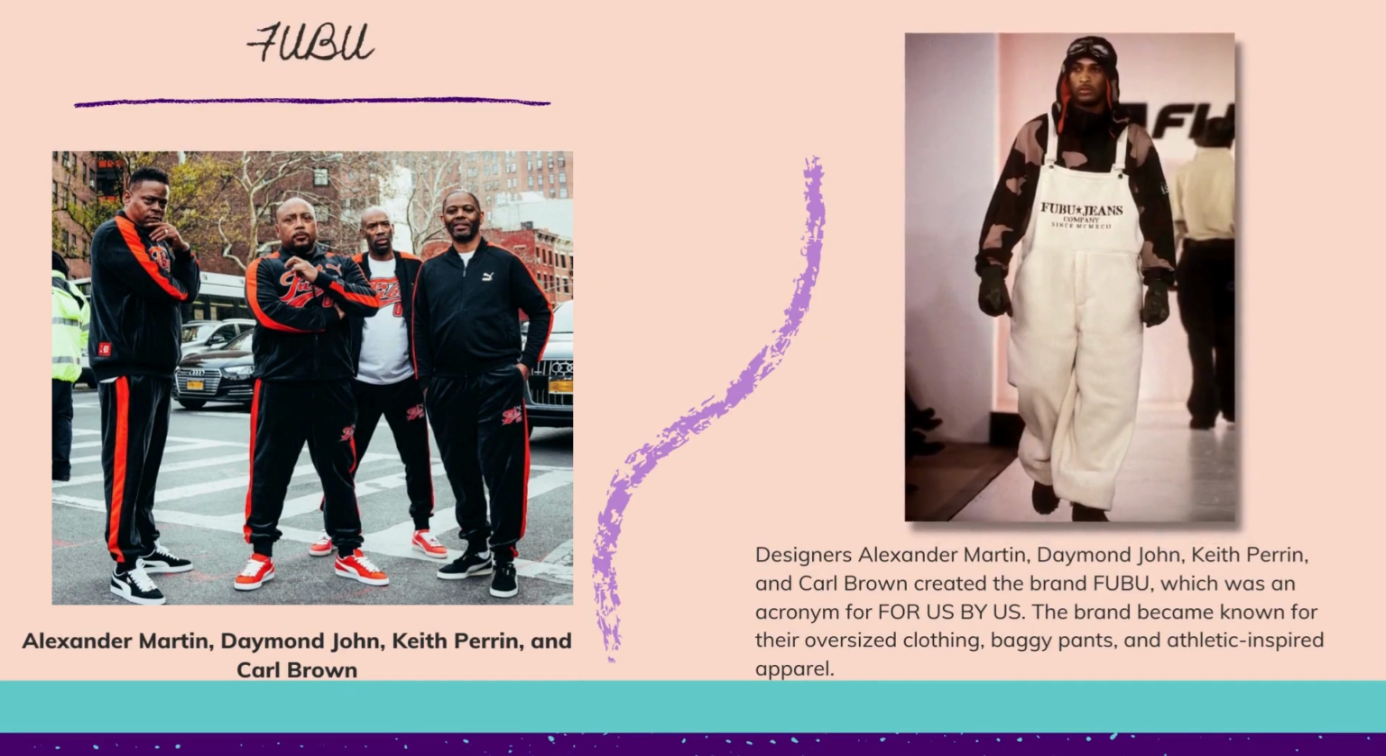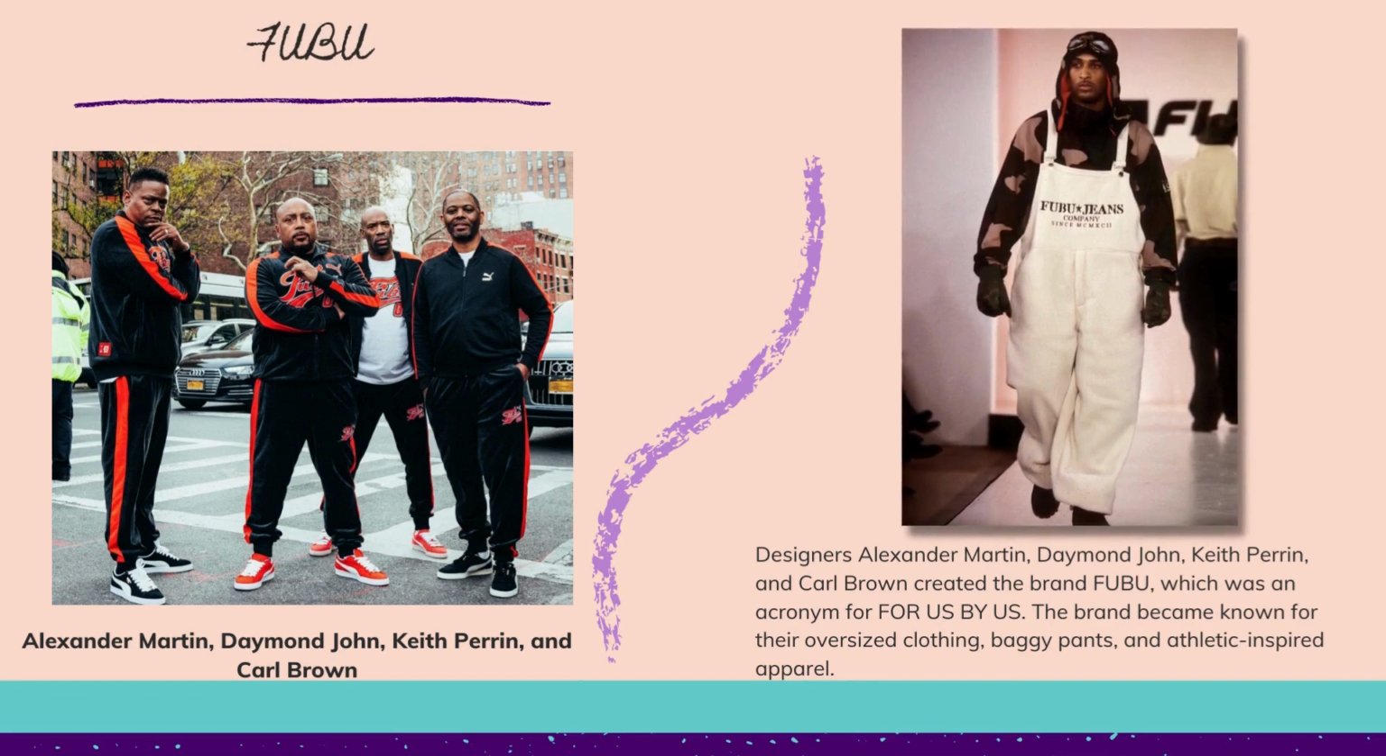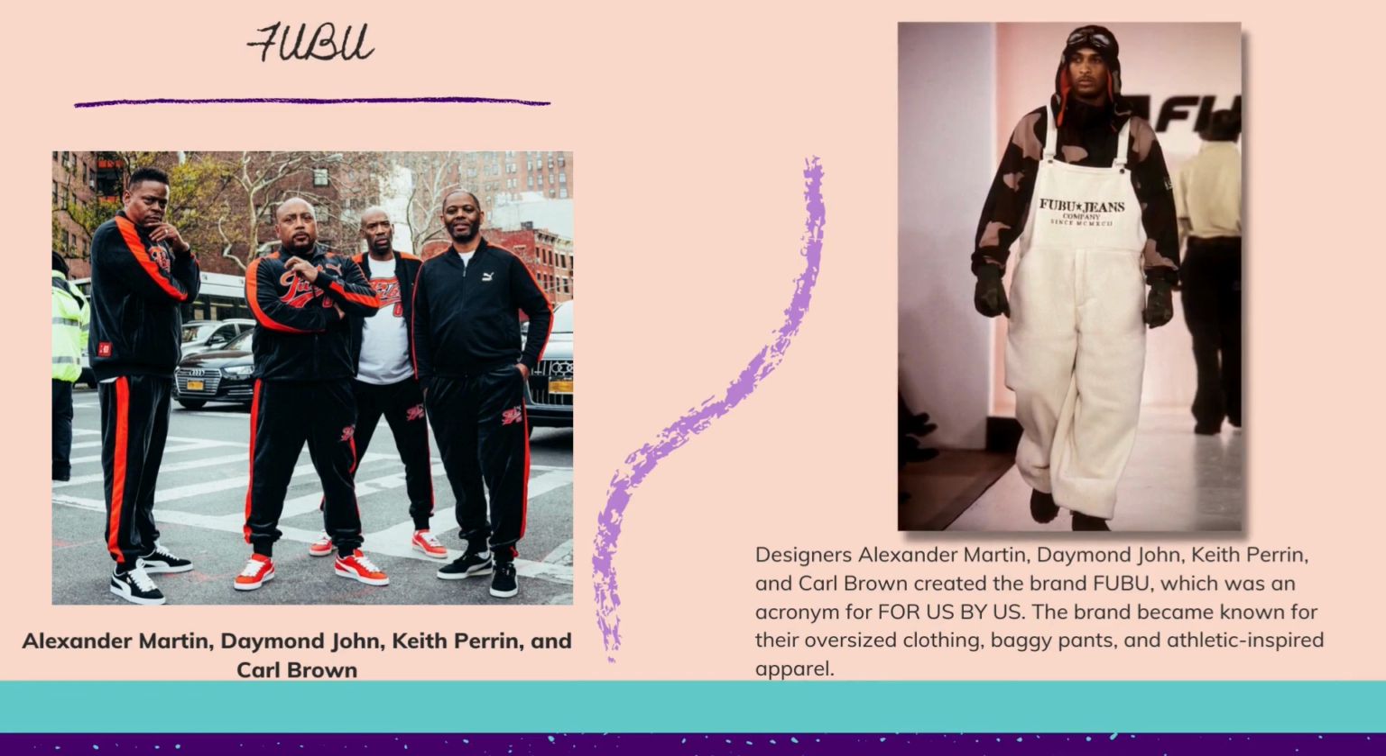Designers Alexander Martin, Damon John, Keith Perrin, and Carl Brown created the brand FUBU, which was an acronym for Us, By Us. The brand became known for their oversized clothing, baggy pants, and athletic-inspired apparel. You may also know Damon John, for he is a shark on Shark Tank.